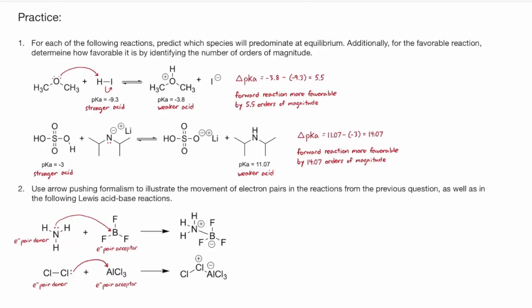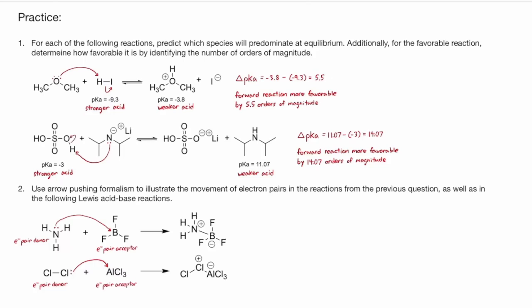In the second reaction, the arrow starts from the non-bonding electron pair on the electron-rich nitrogen in LDA, lithium diisopropylamide, and is drawn to the electron-poor hydrogen in sulfuric acid. Then we draw one more arrow from the hydrogen-oxygen bond to the oxygen atom.